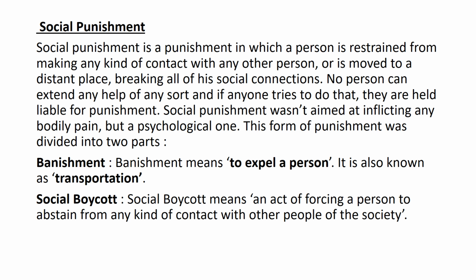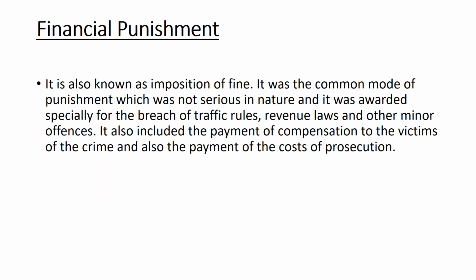So students, here we have studied about the three kinds of punishment, in which the first one was the capital punishment, second one was the corporal punishment, and the third is the social punishment, which is divided into two parts, banishment and the social boycott. And now we will discuss the last kind of punishment, and this is the financial punishment.